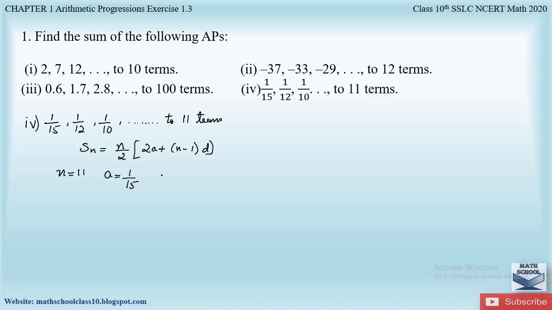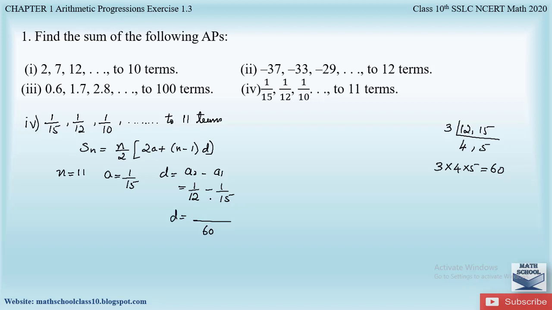1 by 15. d is equal to a2 minus a1, so that is a2, 1 divided by 12 minus 1 divided by 15. So let us find the LCM of 12 and 15. So 12, 15. 3 4s are 12, 3 5s are 15. Further this cannot be factorized since there is no common factor for 4 and 5. LCM is 3 into 4 into 5. So that is 4 3s are 12 and 12 5s are 60. Therefore we got the LCM as 60.